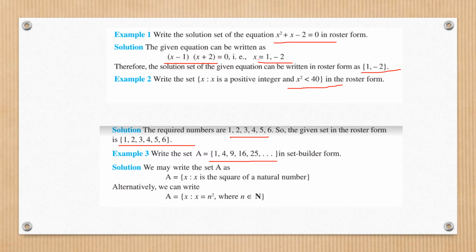Write the set A = {1, 4, 9, 16, 25} in set builder form. So you have to see the characteristic property. From here, it is 1 square, 2 square, 3 square, 4 square, 5 square, and so on. So x is such that x is the square of a natural number. This is the simple way of writing. Mathematically, you can write it as the set of all x such that x is equal to n square, the square of a number which is a natural number. We started from n as 1, then 2, 3 and so on, where n belongs to N. So it is {x : x = n square}.